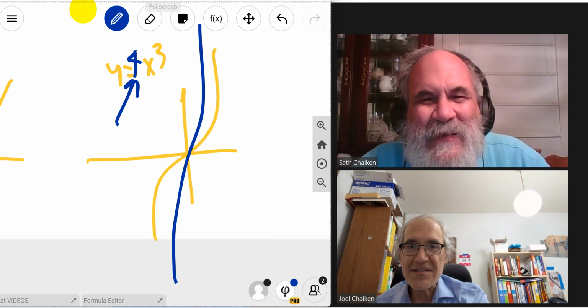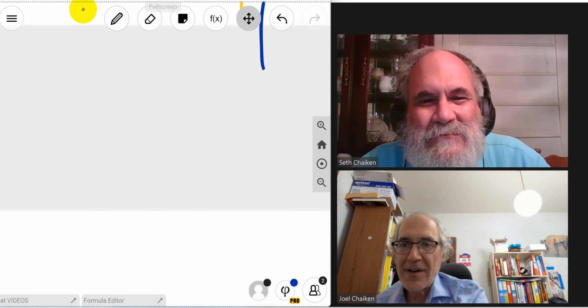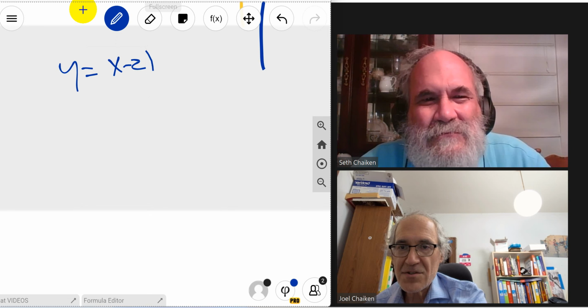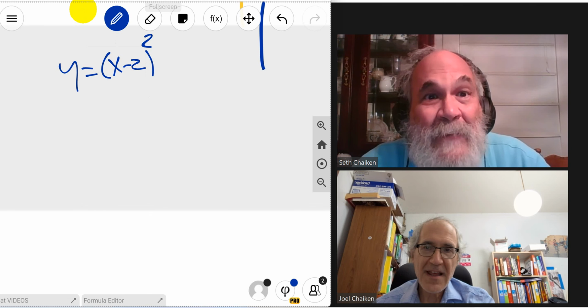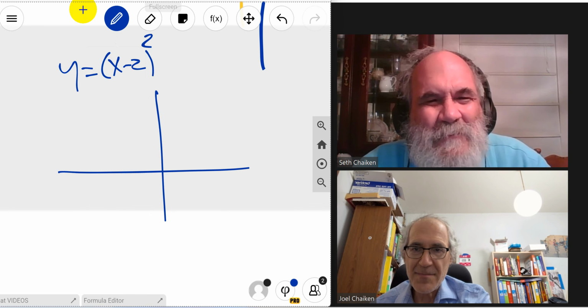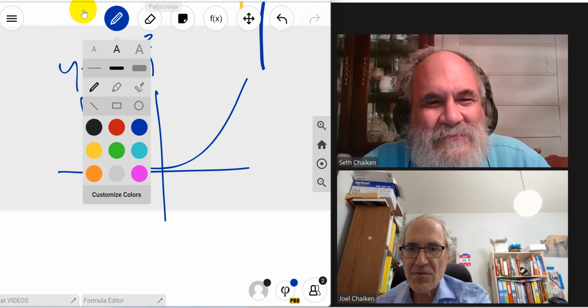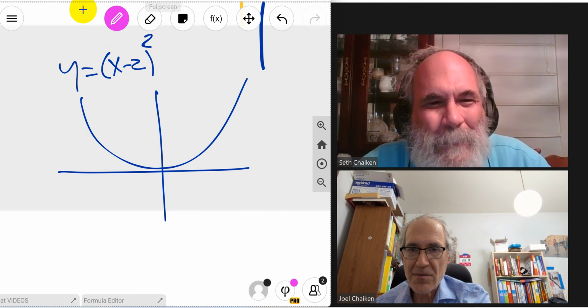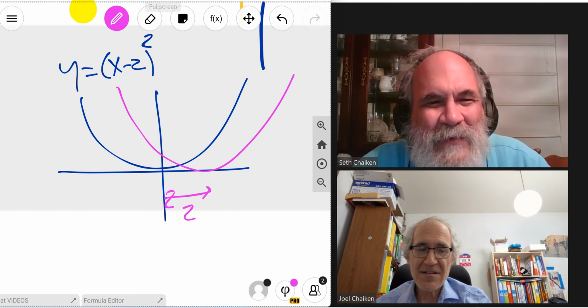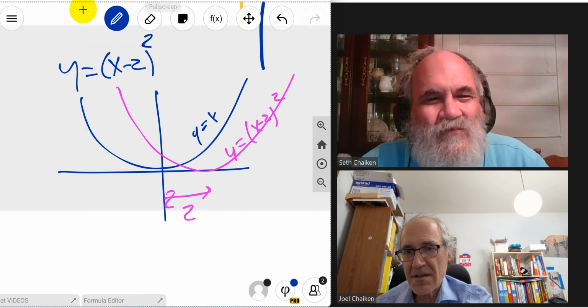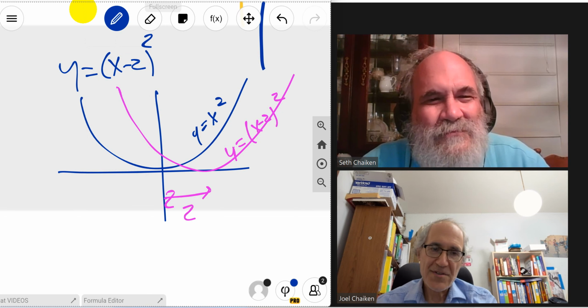That's interesting though. The actual answer was y is equal to x minus 2 squared, wasn't it? So this one is the parent function, y is equal to x squared, but then there's a minus 2 in there, so you move the thing over 2 units this way. That's the graph of y is equal to x minus 2 squared. This is the graph of y is equal to x squared, and that's how you do parent functions.